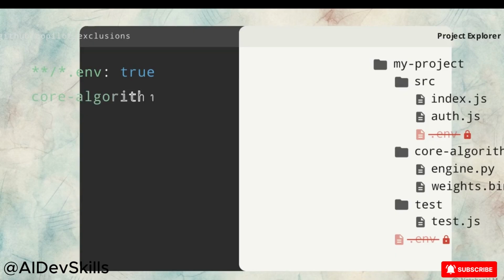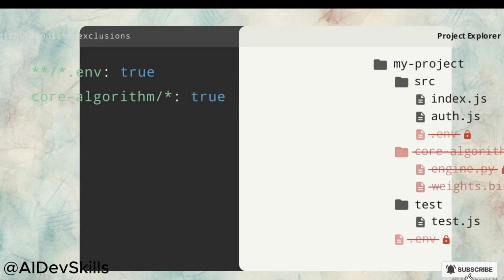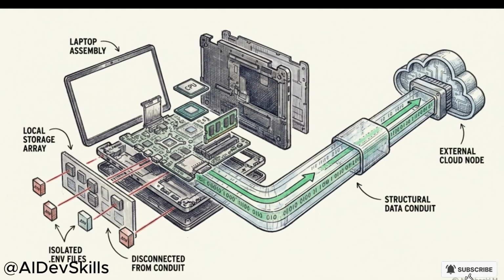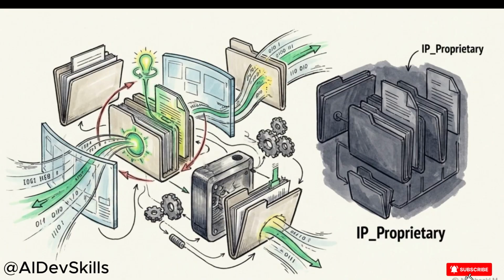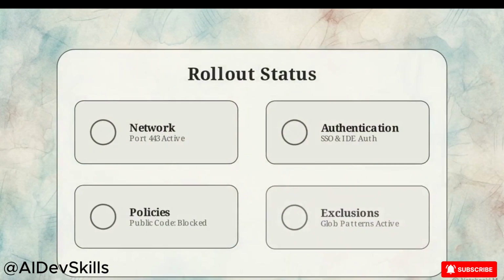This applies to proprietary directories too. Excluding a folder like core algorithm ensures its contents are never processed by the model. Because excluded files are stripped from the telemetry pipeline, their contents never leave the local machine to reach GitHub servers. By mastering these exclusions, you define the technical boundaries of the model, ensuring your most sensitive intellectual property stays outside the AI's context window. Your architecture is now in place.